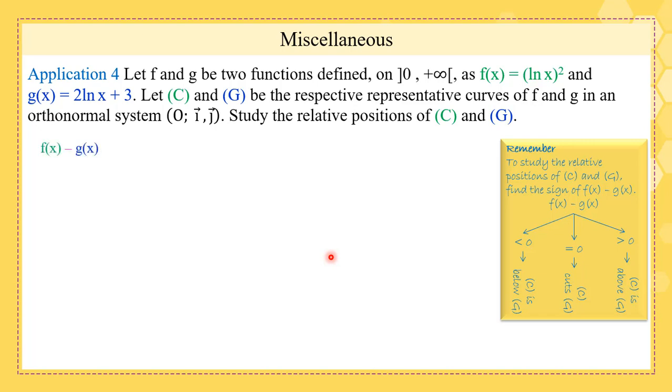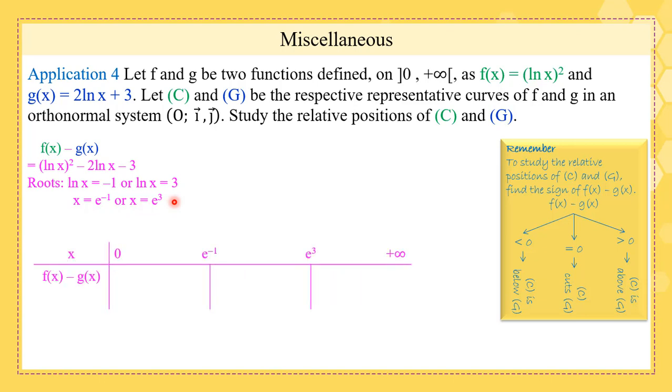Now, f of x minus g of x, if we just replace, we get (ln x) squared minus 2 ln x minus 3, and we need now to study the sign of this expression. The roots are ln x is negative 1 or ln x is 3, so x is e to the power negative 1 or x is e to the power 3. We draw the sign table.